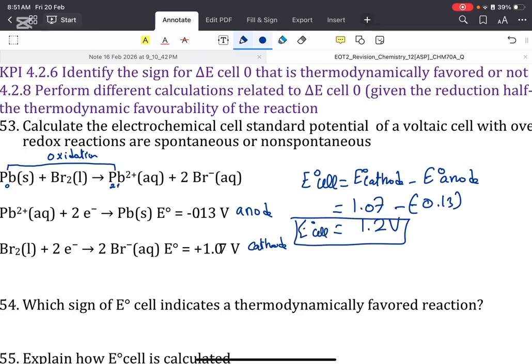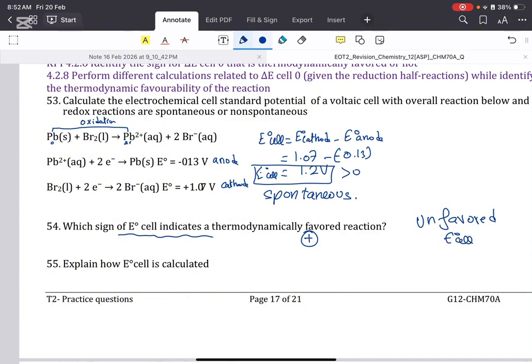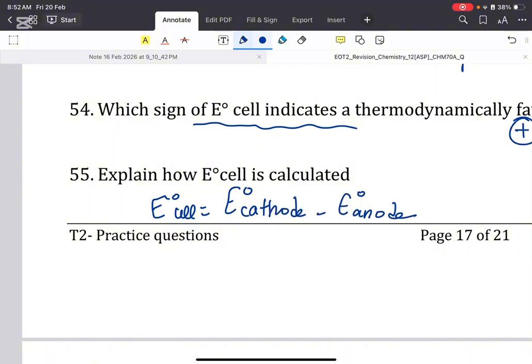Now, since E cell is positive, the reaction is spontaneous. So which sign of E cell indicates that a reaction is thermodynamically favored? A positive one. Which sign of E cell indicates a thermodynamically unfavored reaction? It's going to be negative E cell. Explain how E cell is calculated. You need to remember this formula because it is not given to you in the formula sheet.